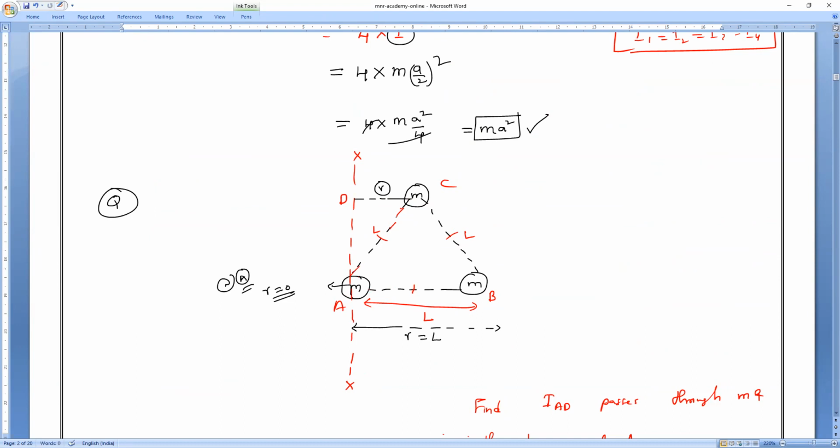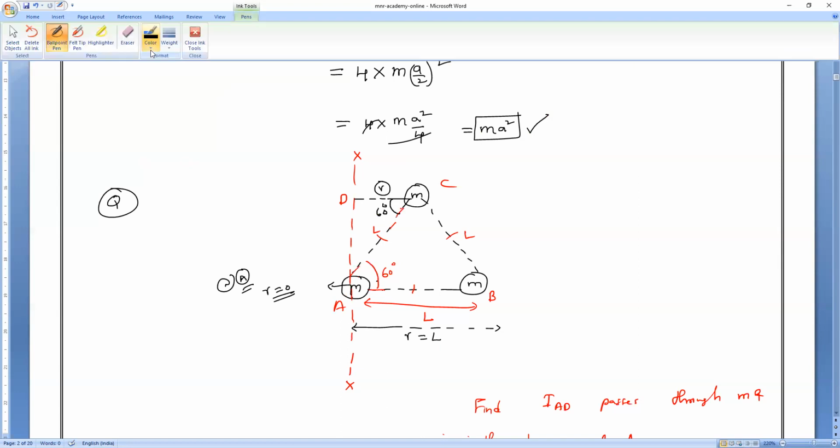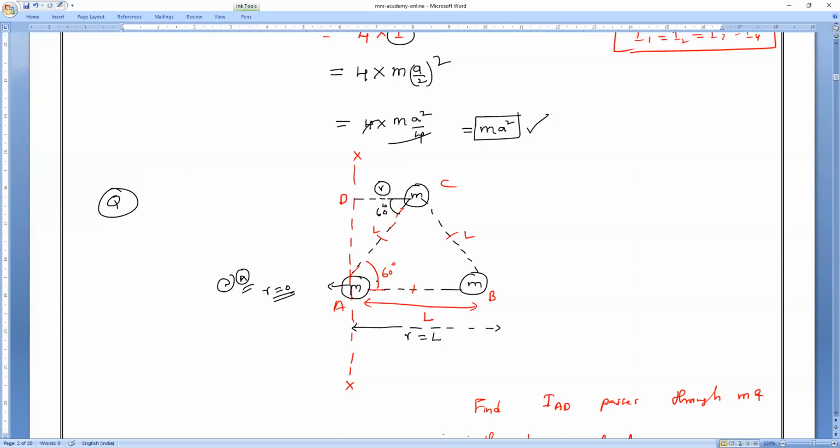Imagine, this is an equilateral triangle. Equilateral triangle means what is the angle? 60 degrees. Here it is 60, so here also 60. Now imagine the force acting is L. So imagine the resultant force is L, and here is the theta, 60 degrees. It is making a theta everywhere. So now you can take this as 60 degrees.